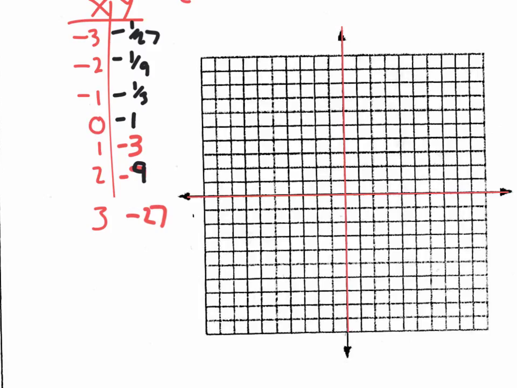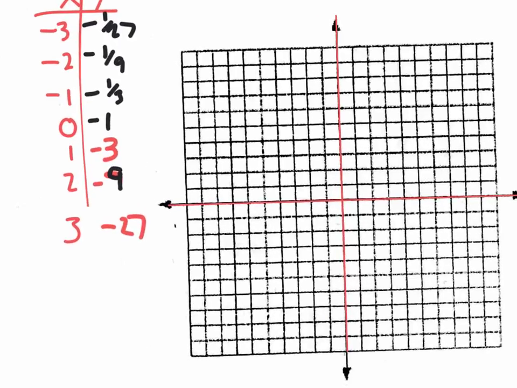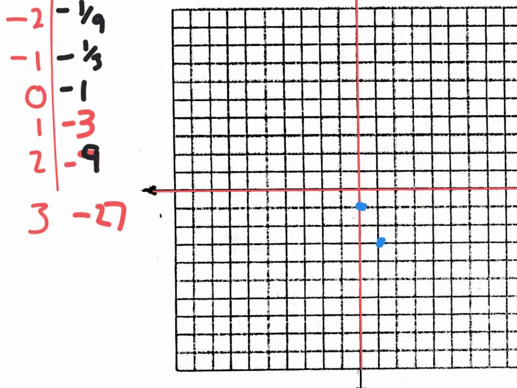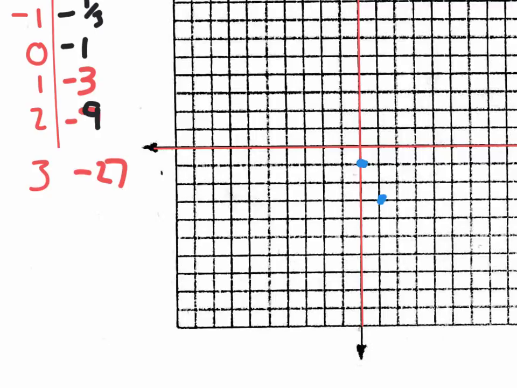So let's graph these coordinates. Let's start by graphing the easiest coordinate, 0, -1. So I want to go over here, and 0, -1 is right here. There's 0, -1. The next coordinate is 1, and negative 3, it's right here. And then the one after that is the coordinate 2, negative 9. So 2 on the x and negative 9 is way down here.